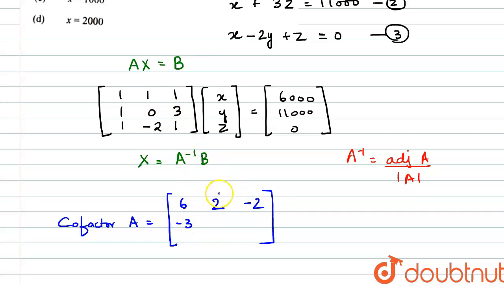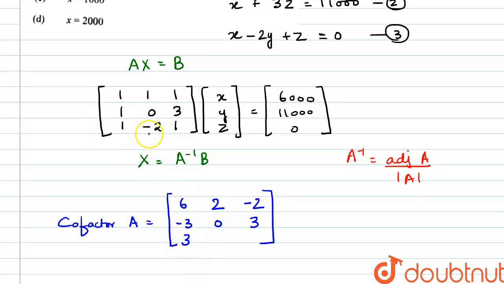Now if we check for A22, we have 1 into 1 is 1, minus 1 into 1 is 1. So we have 0 here. Now for A23, this will again be multiplied by minus 1. So we have 1 into minus 2 is minus 2. Minus 2 minus 1 is minus 3. So this will be plus 3. Now for A31, this will be 1 into 3 is 3 minus 0, so this will be 3.